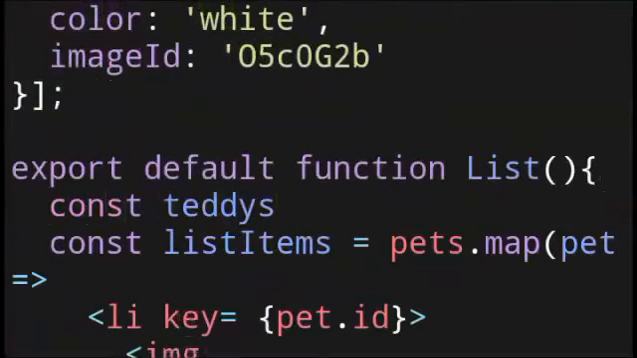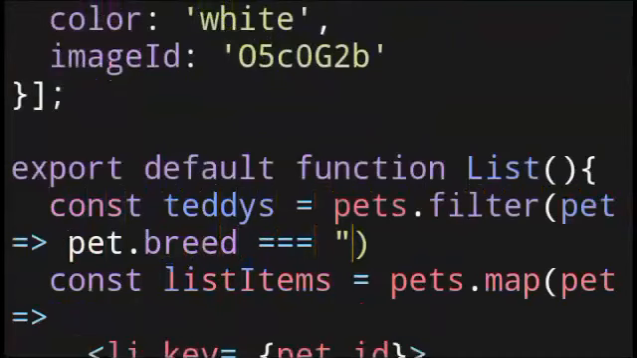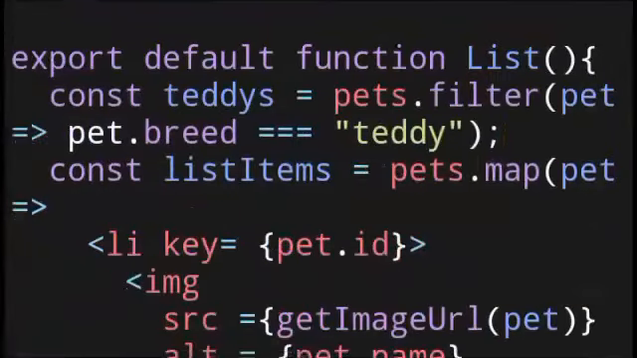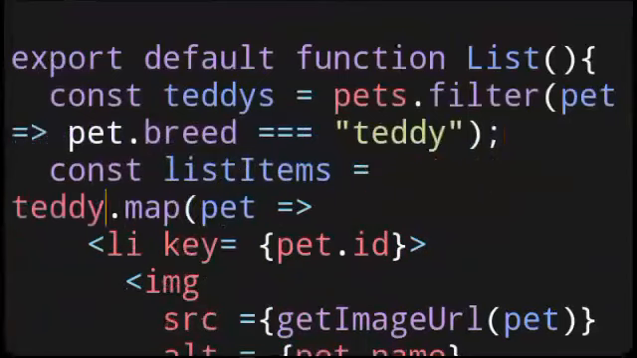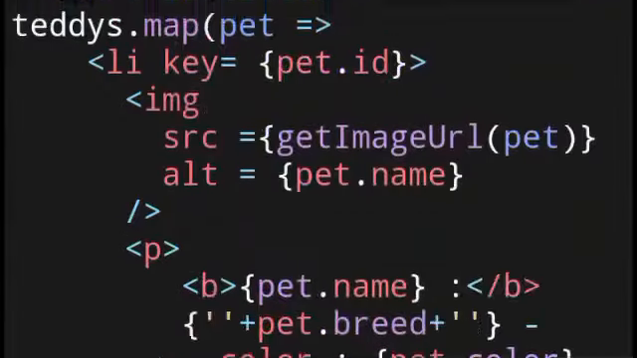Okay, so that was about mapping. So after mapping, you get all the information for both the cats. That was inside your list, inside your array and inside your data. But what if you want to specifically render only those components with a certain property? So you only want to get those pets whose breed is teddy. So then what you do, const teddy is equal to pets.filter those pets which are only teddies.